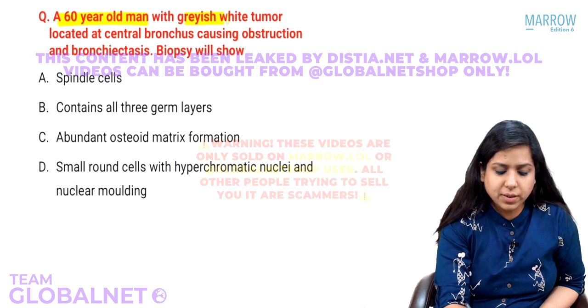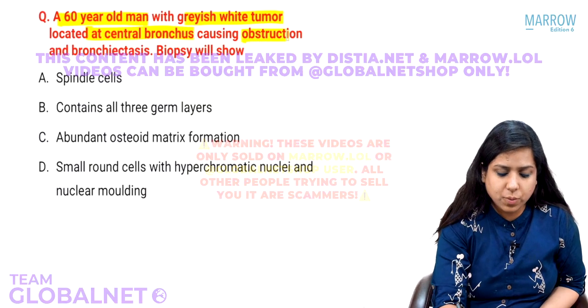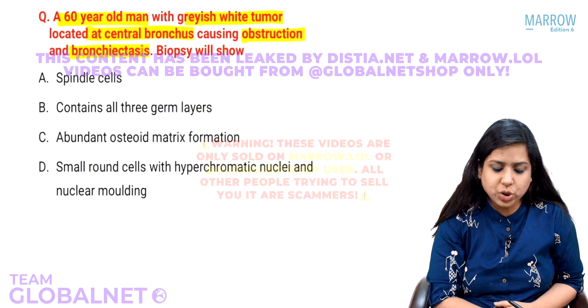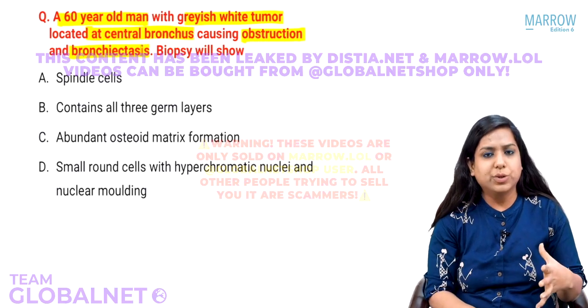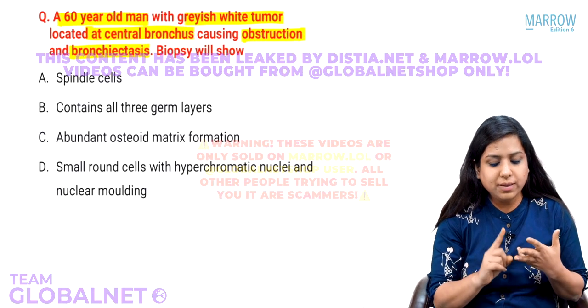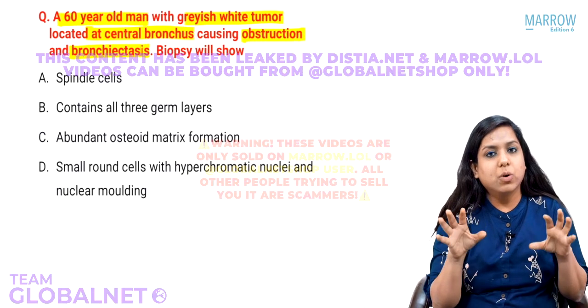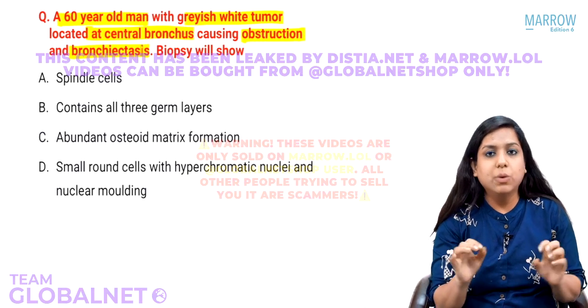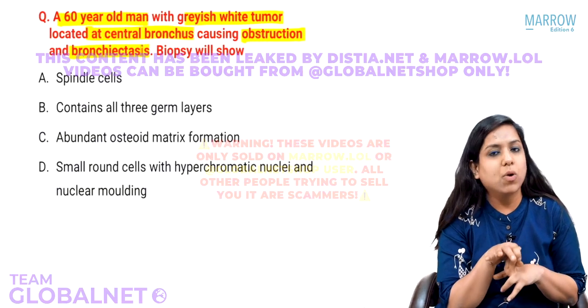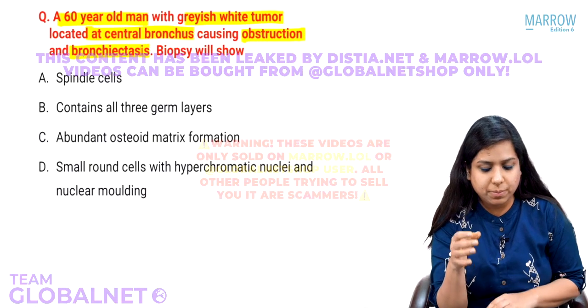A 60-year-old man, grayish-white tumor located at the central bronchus causing obstruction and bronchiectasis. Biopsy will show. Now, very interesting question, students. An old man with a tumor in the central bronchus which can cause obstruction and bronchiectasis. Now, it can either be again a squamous cell cancer or it can be a small cell cancer. Any of these it can be, right?